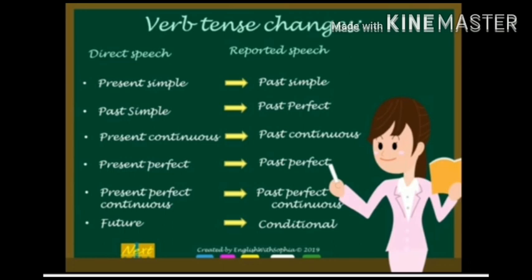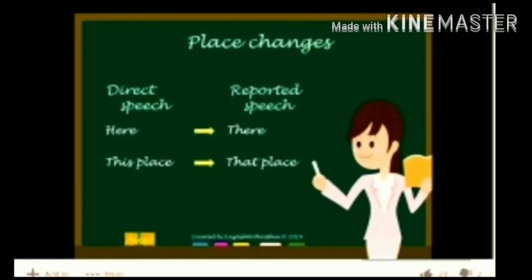Number 1, verb tense changes. Present simple becomes past simple while making reported speech. Past simple becomes past perfect. Present continuous becomes past continuous. Present perfect, past perfect. Present perfect continuous becomes past perfect continuous. Future becomes conditional.